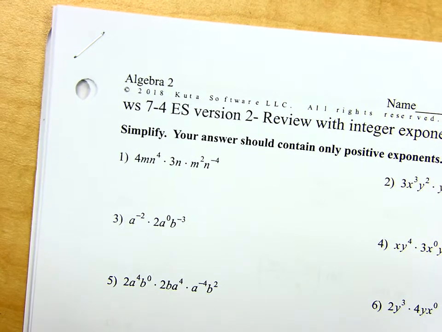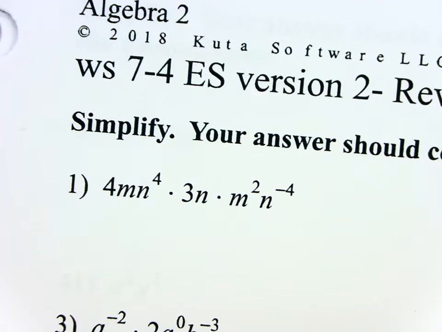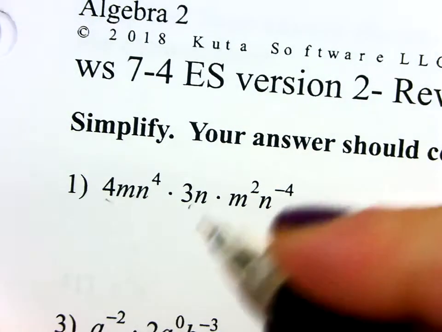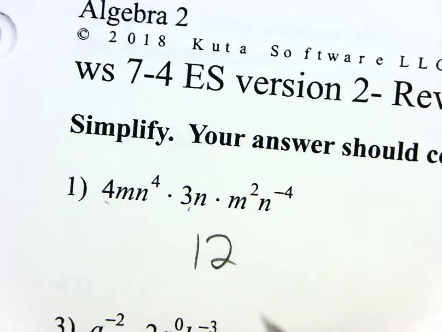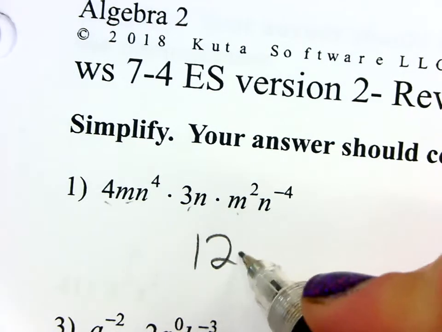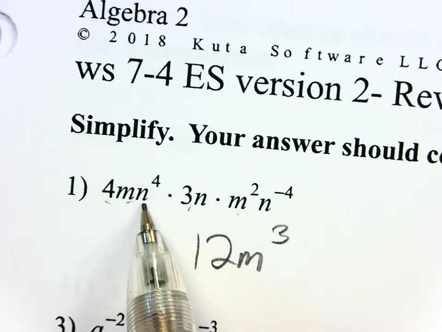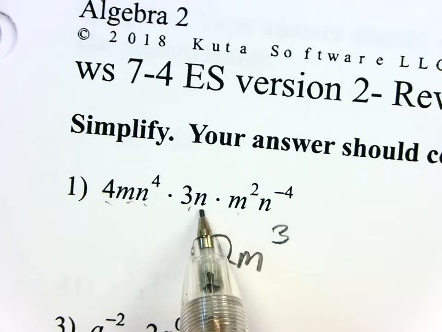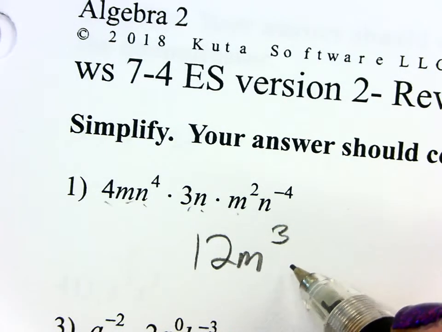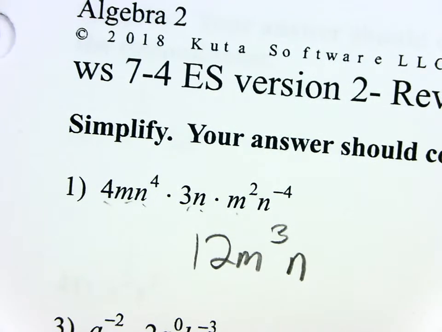So if I just look at number 1, this is all multiplication. So I always handle the numbers first. If I multiply just the numbers together, 4 times 3 gets me 12. Then I look at the m's. M times m squared will give me m to the 3rd. And then I have n to the fourth times n, so that's n to the fifth. And then n to the fifth times n to the negative fourth would leave me with n to the first, right? And since it's positive, it stays right where it is.